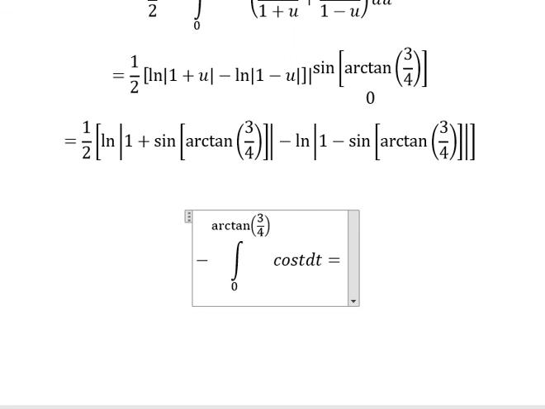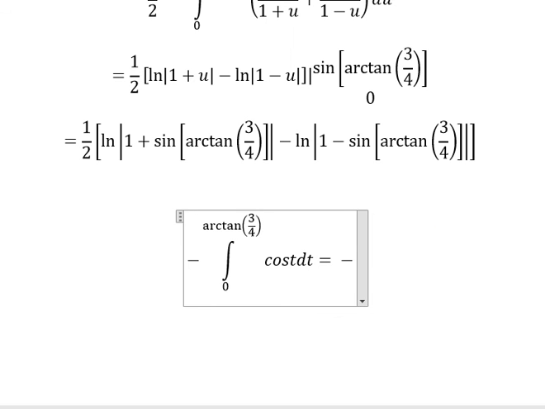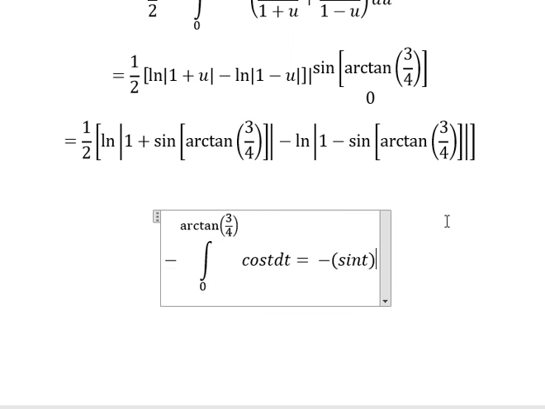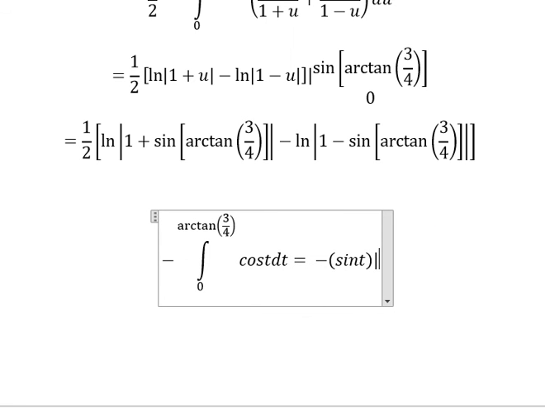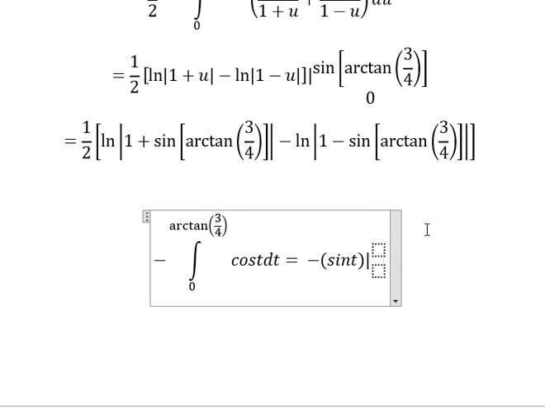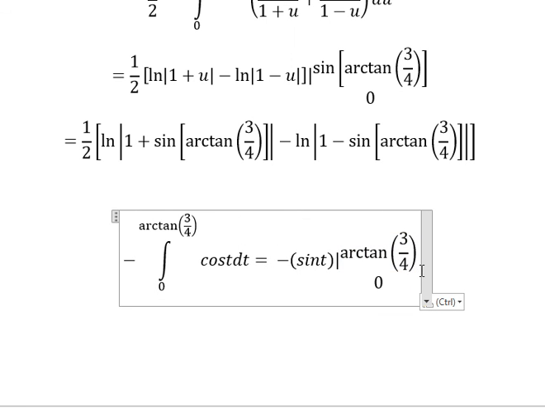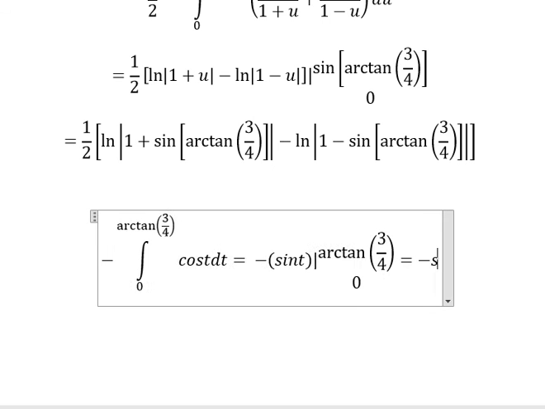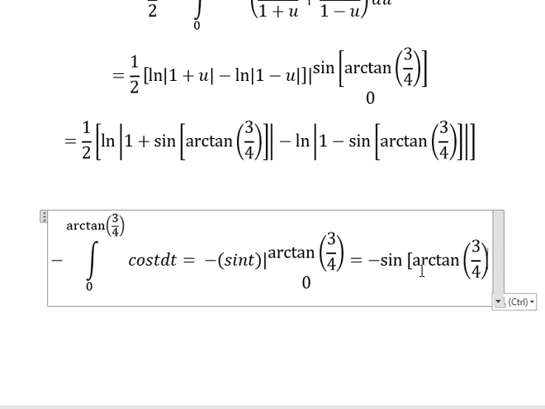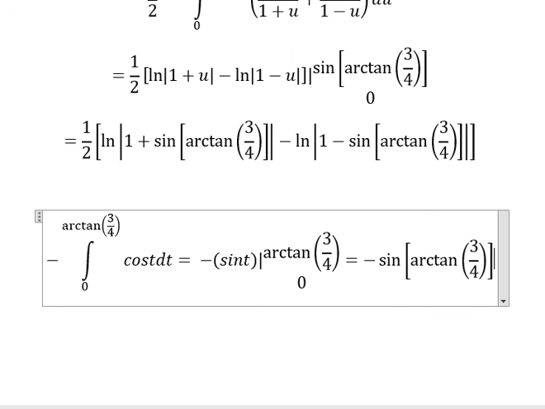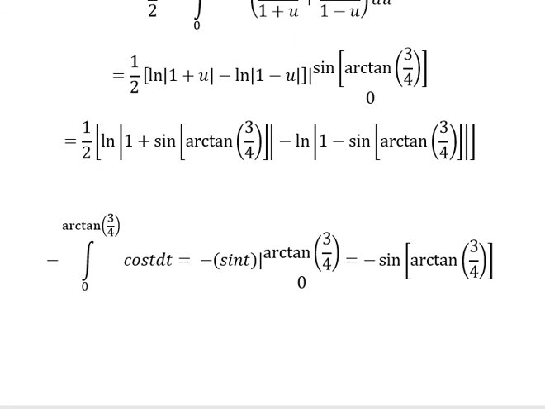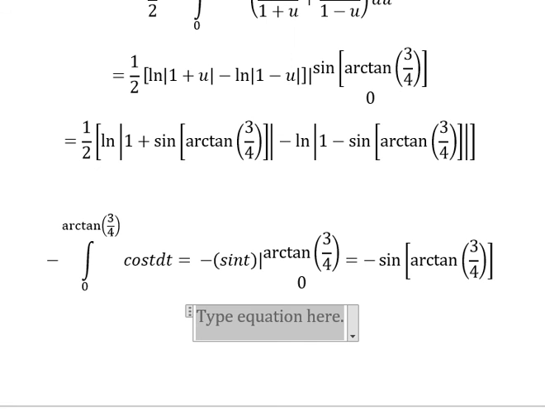And you will get negative sine t, and the answer for this one is negative sine. So you combine the two results together, and you will get this one.